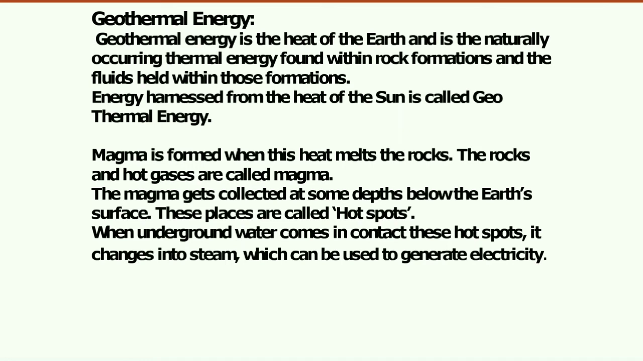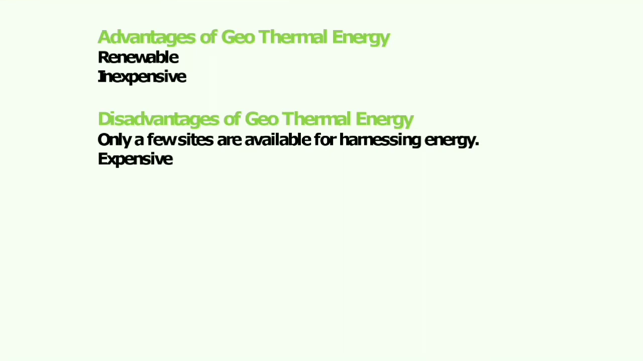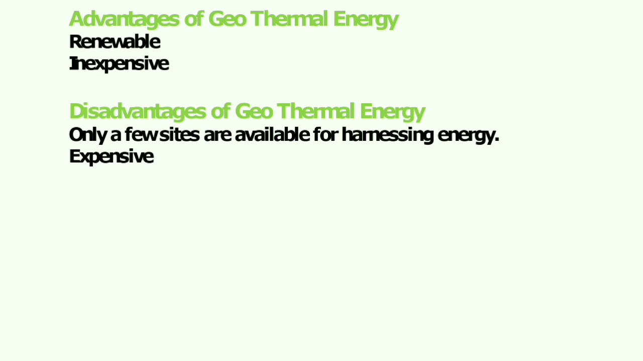The magma gets collected at some depths below the Earth's surface. These places are called hot spots. When underground water comes in contact with these hot spots, it changes into steam, which can be used to generate electricity. Advantages of geothermal energy: it is renewable and inexpensive, whereas it has disadvantages like it is expensive to set up and only a few sites are available.